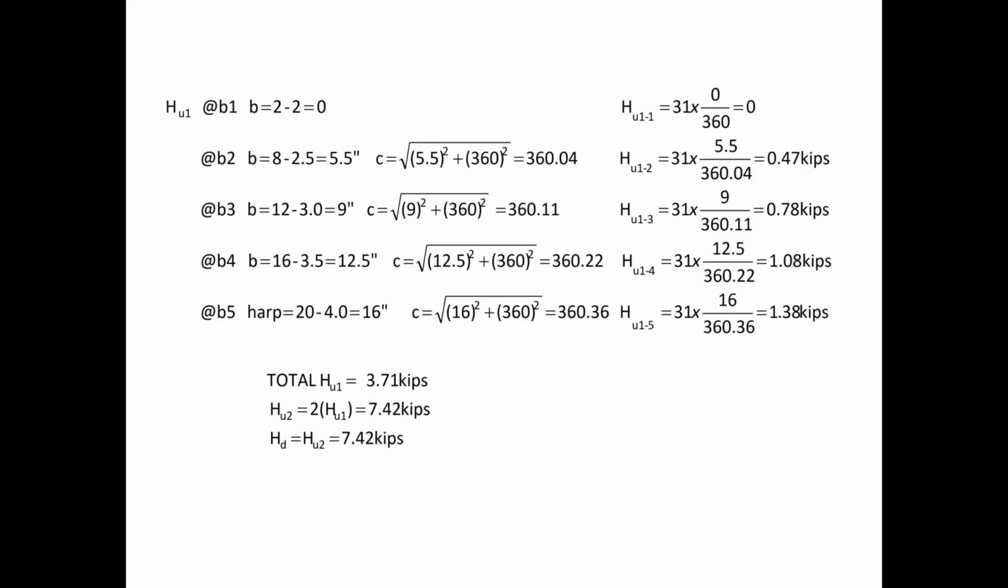Okay, it looks like there's 5 beams in the bed. It doesn't really matter how many beams are in the bed because we're looking at the vertical force at the hold up and the hold down location. So it doesn't matter how many beams are in the bed. We're only looking at the vertical force at the hold up and the hold down locations.